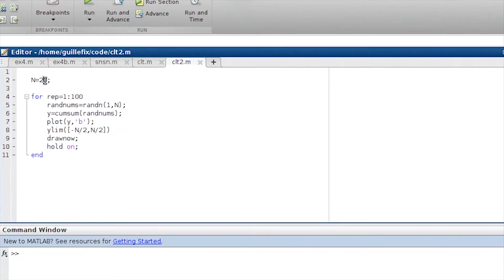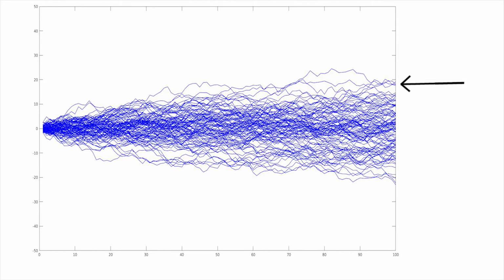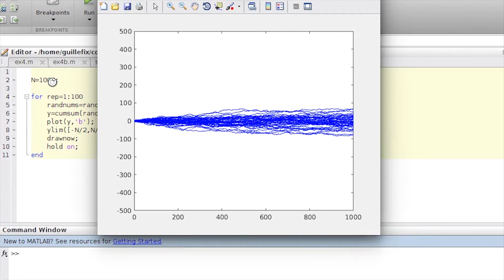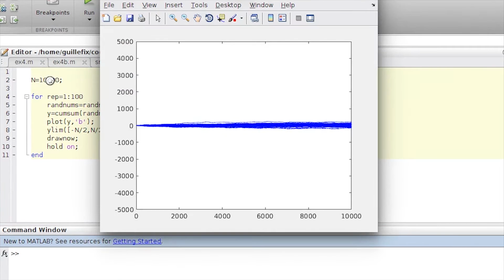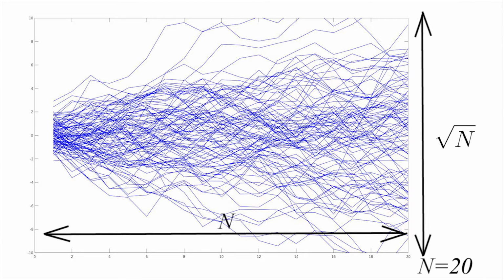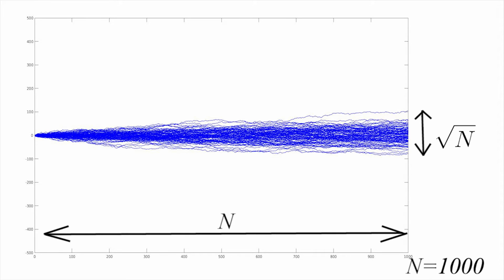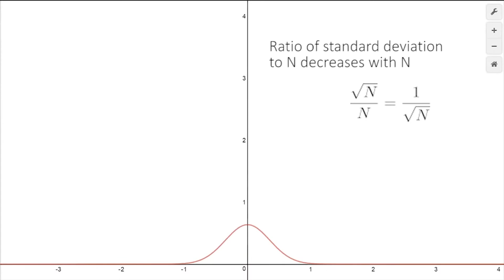Our position on the y-axis, after n steps, is the sum of the n random variables, and so this width should be like the standard deviation of the sum. As we increase n, we can see that the paths are looking more and more like a simple straight line. This is because the standard deviation after n steps grows like the square root of n, while the number of steps grows like n. So the ratio decreases with n as 1 over the square root of n.